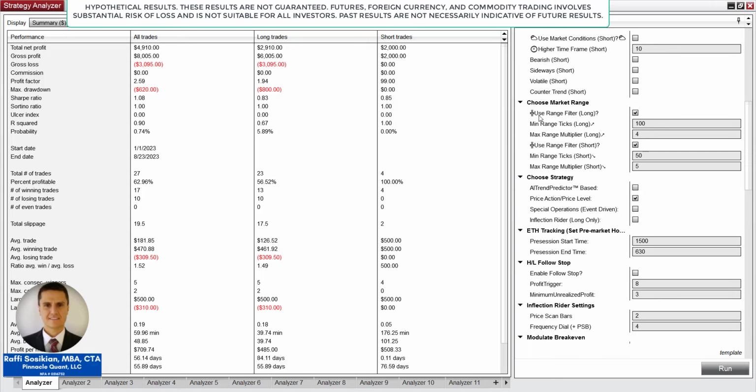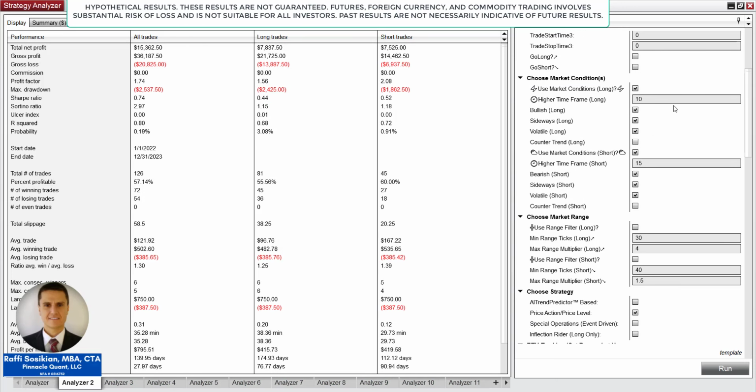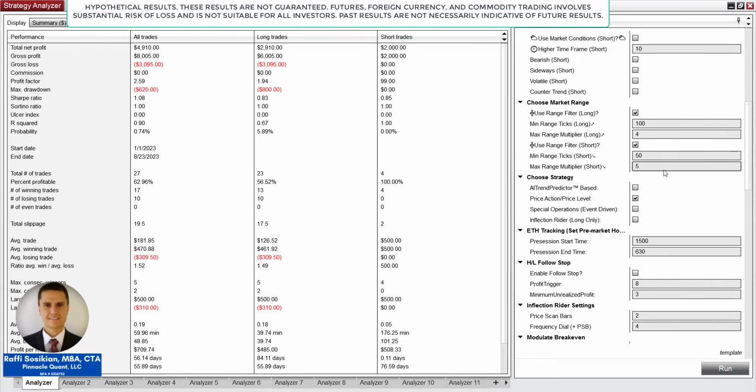Some of these, for example, the market range is selected and only price action, price level is selected. Other ones have a lower market range selected, like this one versus this one. Okay? Actually, this one has no market range selected. This one has market range selected, but this one has no market range selected. Okay? So this one had market range selected.